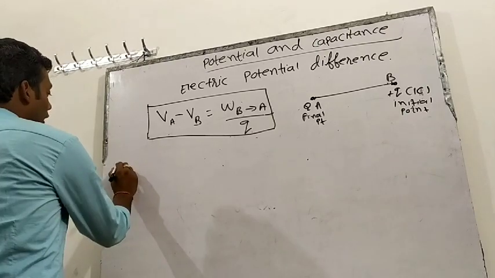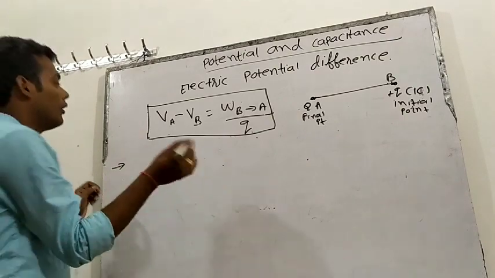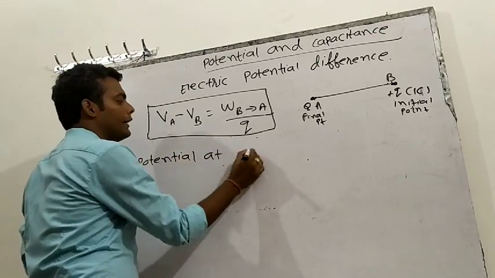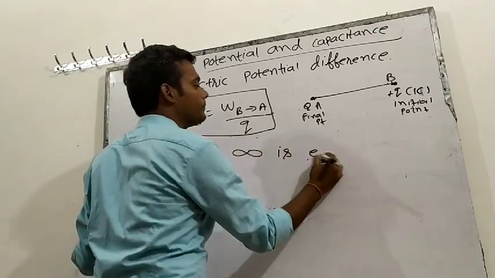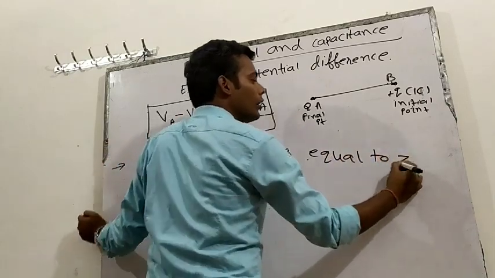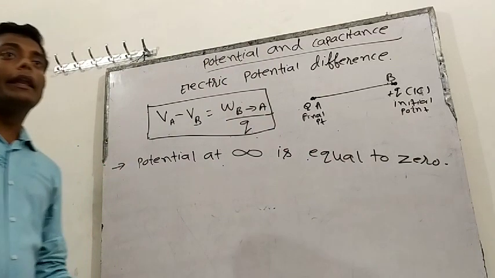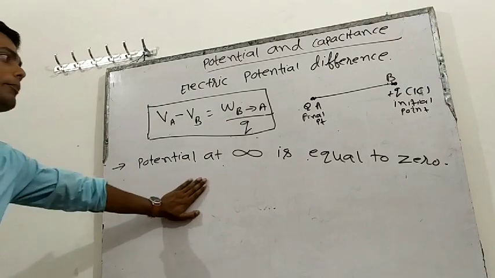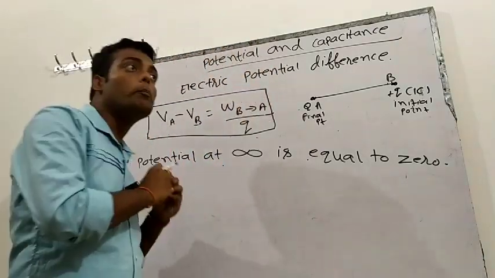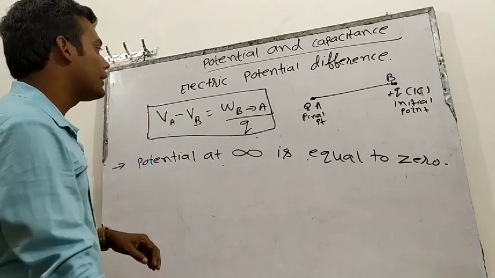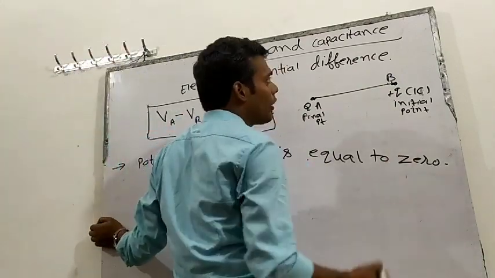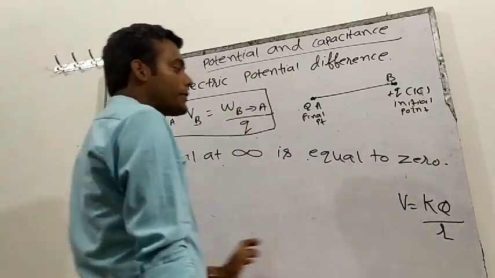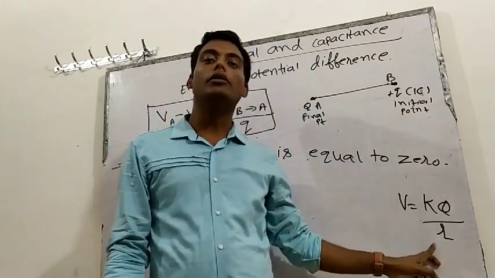Now write another point. Potential at infinity is equal to 0. If we have to find the potential at infinity, infinity means a very large distance. So potential at infinity is 0. Why? Because right now I will derive the potential formula. That potential formula is kq by r. So suppose r, the distance, becomes equal to infinity.